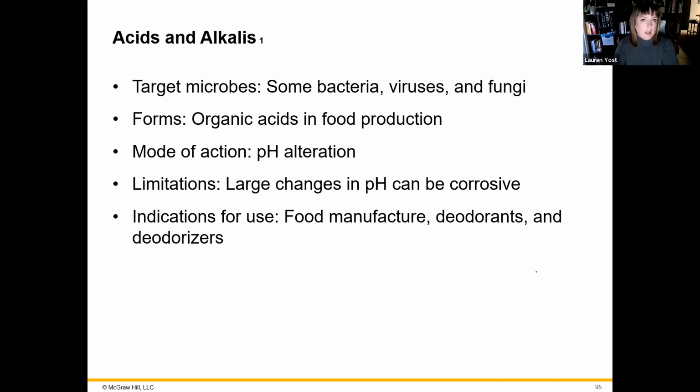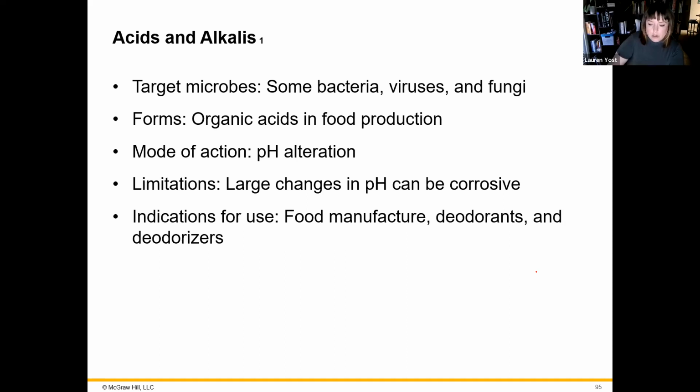Okay, so our acids and our alkalis. So remember, acid is going to be low pH, alkali is going to be high pH. So these are going to affect bacteria, viruses, and fungi. We have organic acids that are going to be used for food production, for treating microbes in food production. And we have pH alteration due to, we're treating with acid or base. So of course it's going to change the pH of whatever you're treating, but that will lead to the proteins and other molecules in the body not being able to perform as usual because we're disrupting the function of those hydrogen bonds that would typically be allowing those structures to function properly.